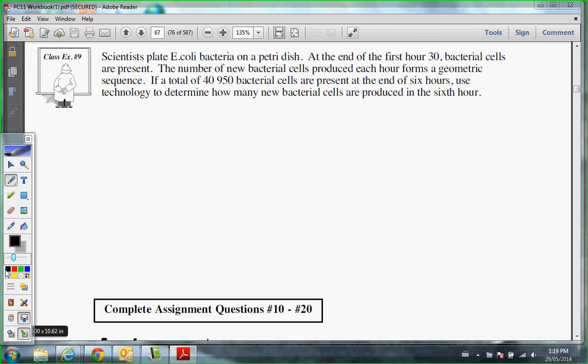Okay, so let's take down from here. We understand that the first hour, it's 30. Okay, now is T6 40,950? No, not T anything. The total number? So it would be S6. The sum, right? Because that means the total including the terms before it. Okay, so right now, I'm just writing down my information. That's all you can do.